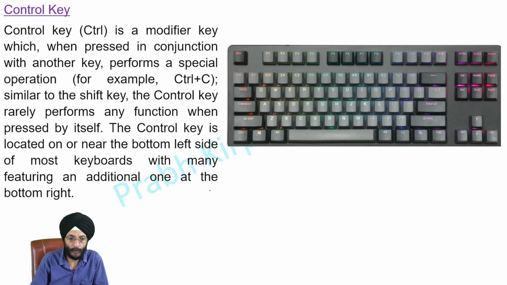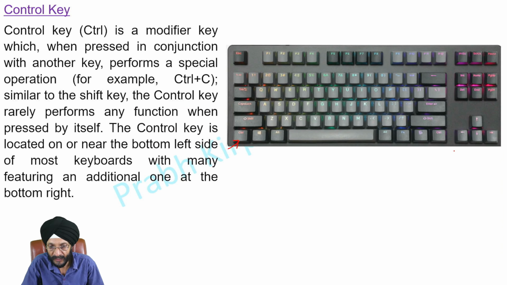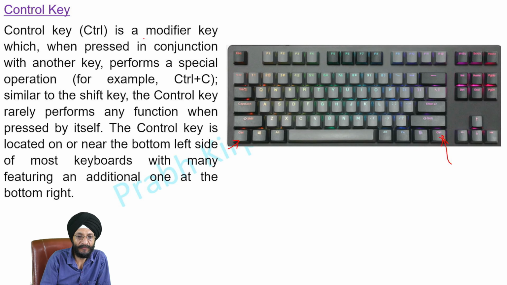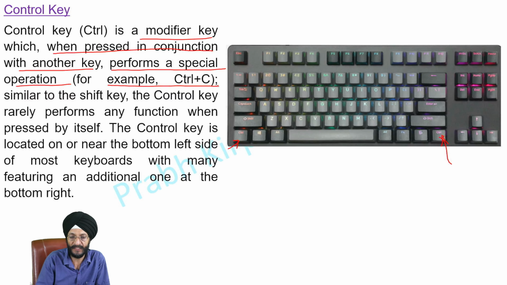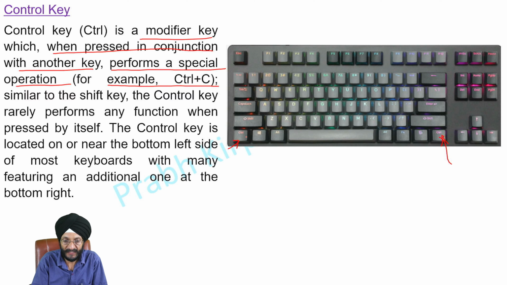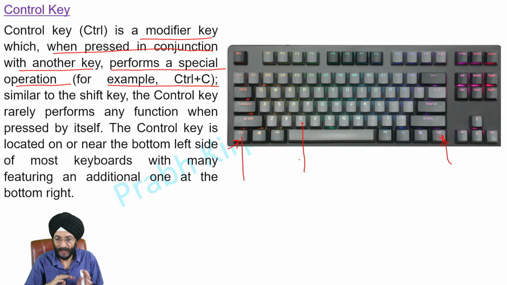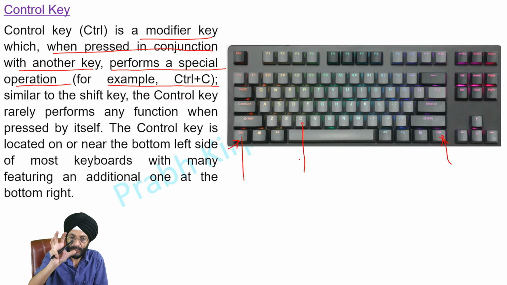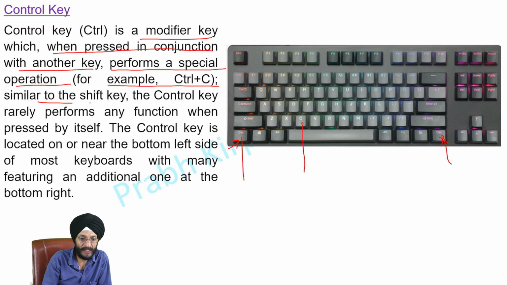Now comes the control key. This is the control key. Here it is also a control key. It is a modifier key which, when pressed in conjunction with another key, performs a special operation. For example, Control plus C. That is, when we press Control and C jointly, it will copy what is available on the monitor which has been selected.